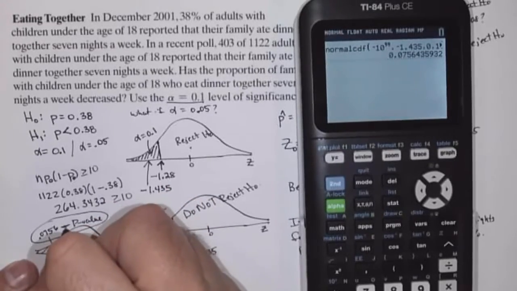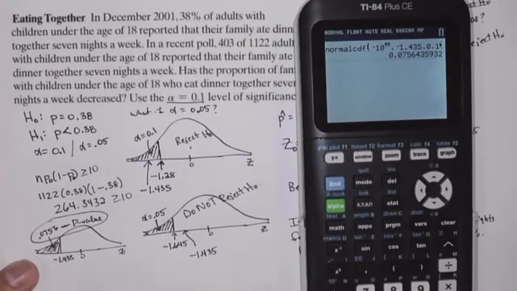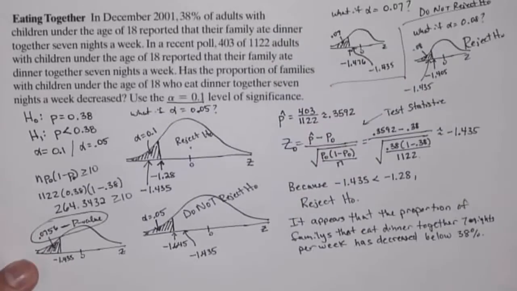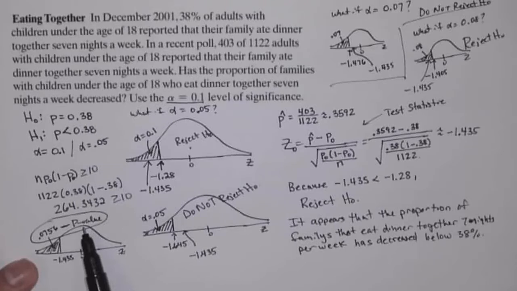So again, that's the value for alpha where we sort of switch from rejecting to not rejecting, or vice versa, where we switch from not rejecting to rejecting. As a general rule, if the p-value is smaller than the level of significance, then we will reject the null hypothesis. But if the p-value is bigger than the level of significance, then we will not reject the null hypothesis.